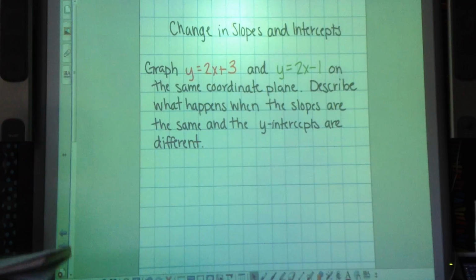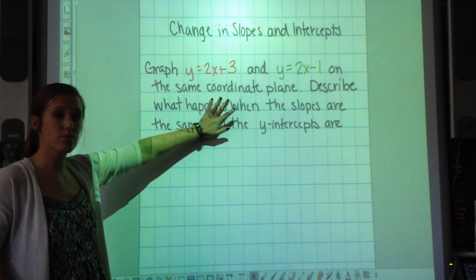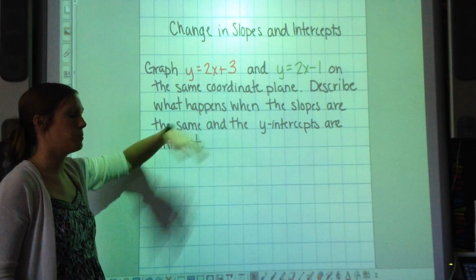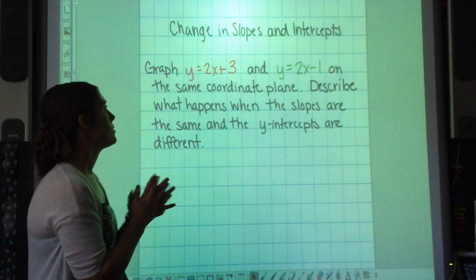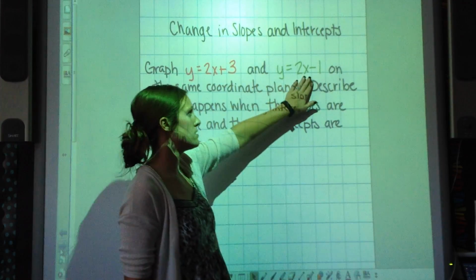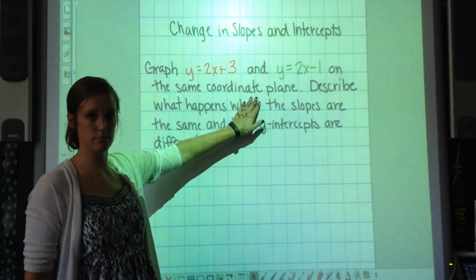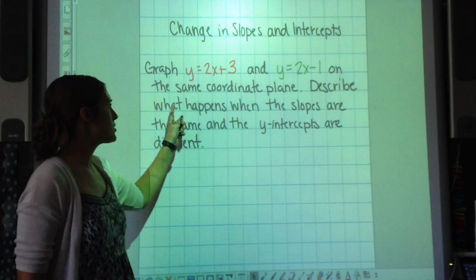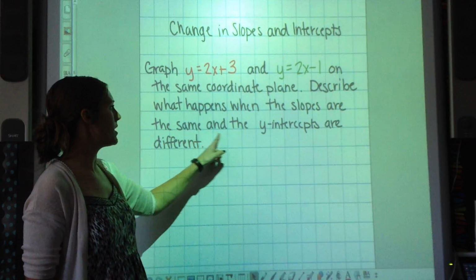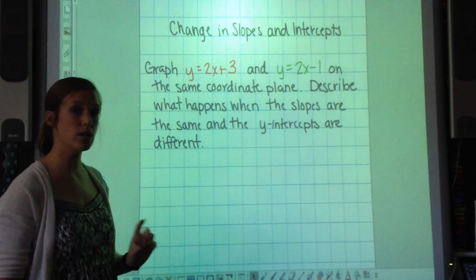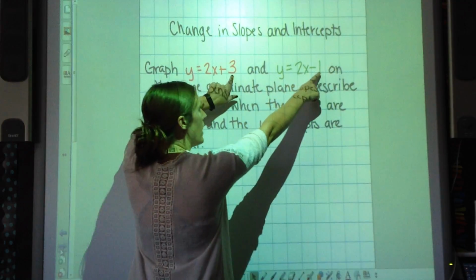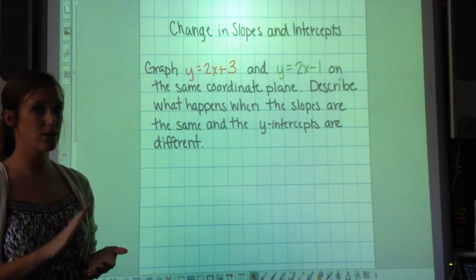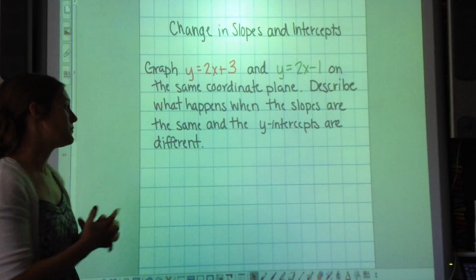Okay, one last thing. You do not have to write this all down. You have to write the title, changes in slopes and intercepts. You do not have to write this whole paragraph down, but you have to do it. You are going to graph this equation and this equation on the same coordinate plane. After you're done graphing them on the same coordinate plane, you're going to compare them. Describe what happens when the slopes are the same and the y-intercepts are different. So notice our equations here. The slopes are the same, but the y-intercepts are different. Graph the two on the same coordinate plane and describe to me in words, in your notes, what happens.